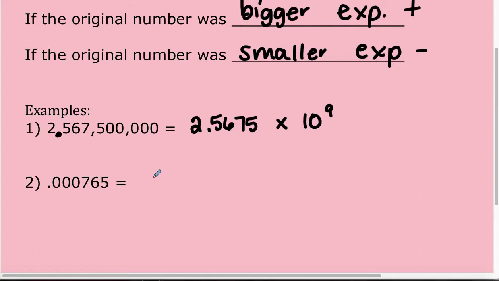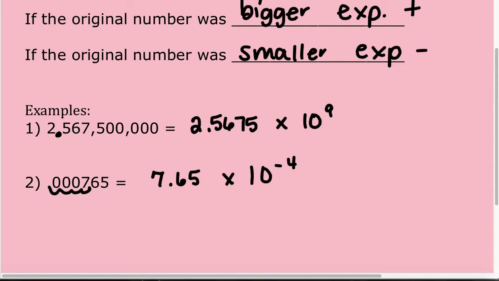So I write my number, which would be 7.65 times, so I put my decimal there, and how many decimal places would I need to move? 1, 2, 3, 4. So that would be times 10 to the negative 4. All right, so that's how you work within scientific notation.